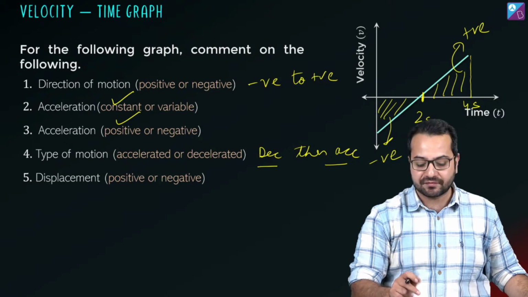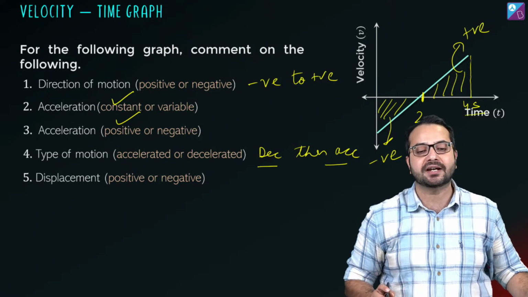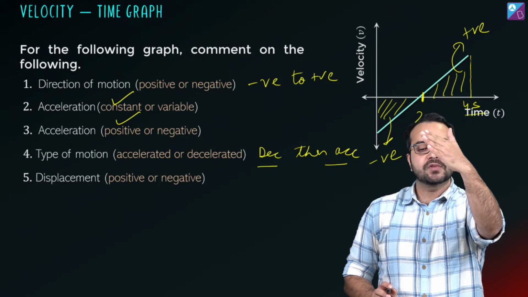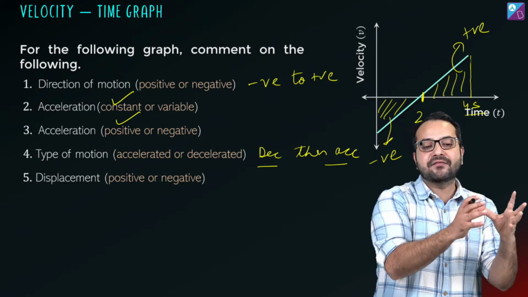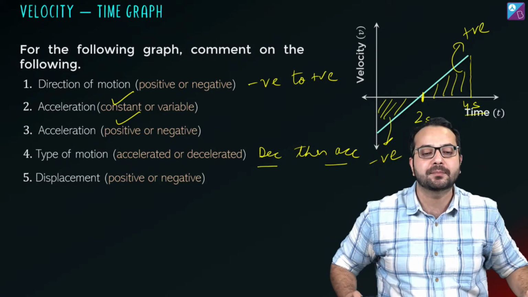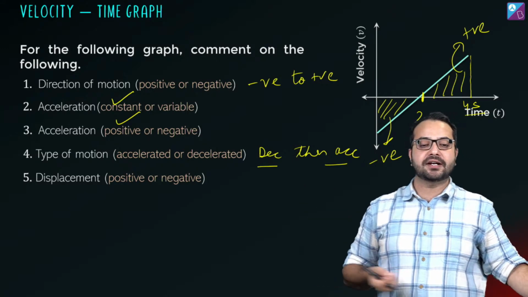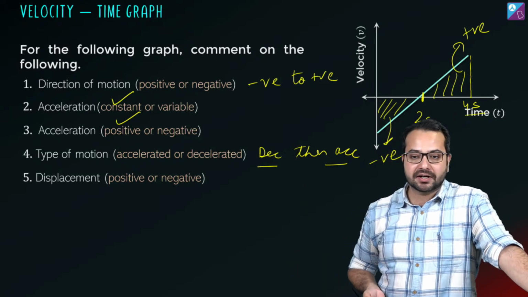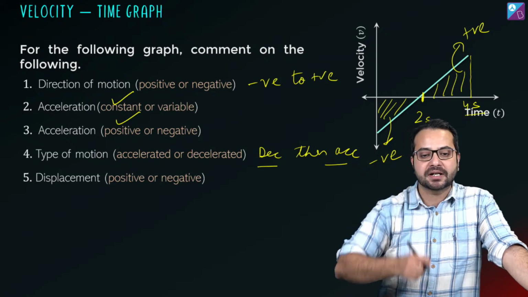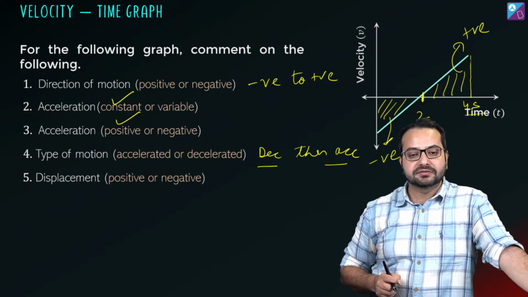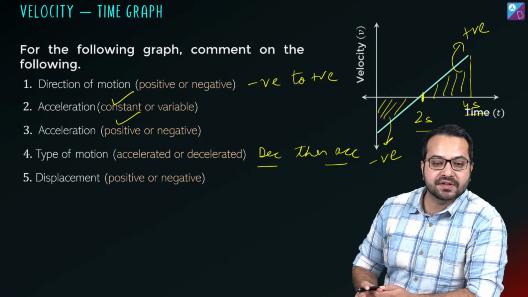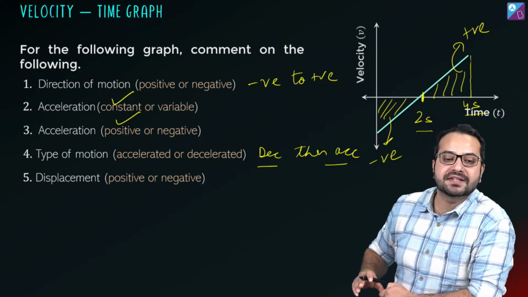So from this graph, because this is 2 second and this is 4 second and it's a constant slope, we can say that the negative area and the positive area are going to be equal in magnitude. So they'll cancel out. Correct? Clear hai? Okay? So the displacement is firstly negative and positive but not necessarily 0.